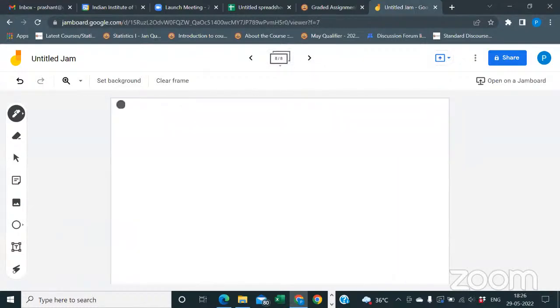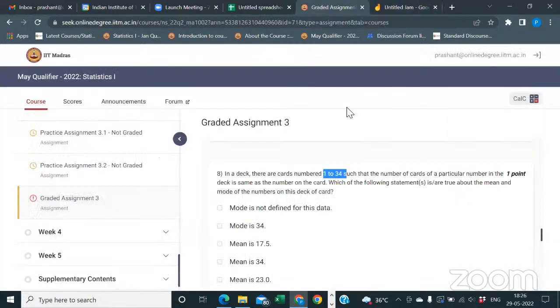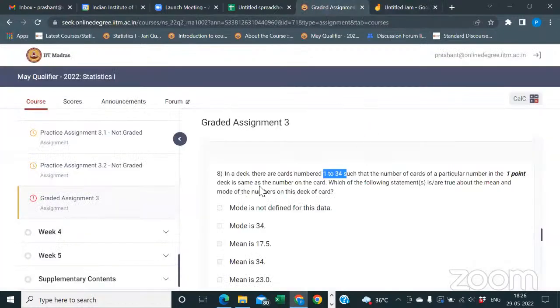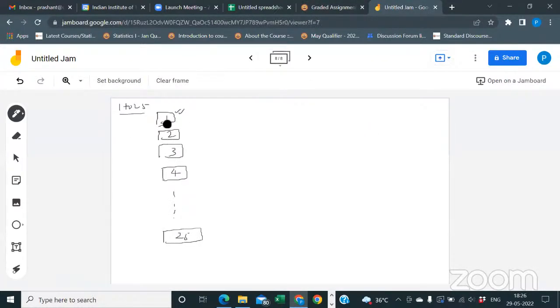Yes. Suppose, for example, I'm taking cards numbered 1 to 25. The first card is numbered 1. The second is numbered 2. Another card is numbered 3, another is numbered 4, and similarly a card is numbered 25. In the question, it is saying that the number of the cards of a particular number is the same as the number on the cards. So the number on the cards is 1, same as 1 card. Number on the cards is 2. Yes, I got 3.